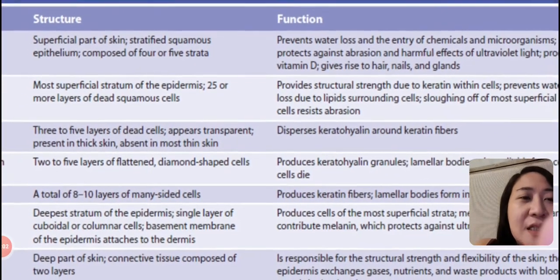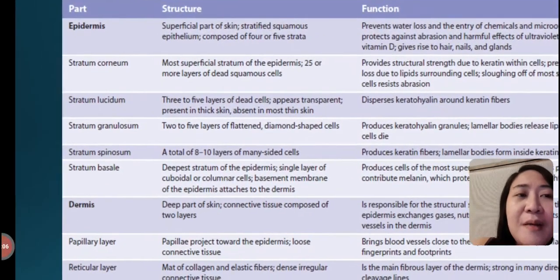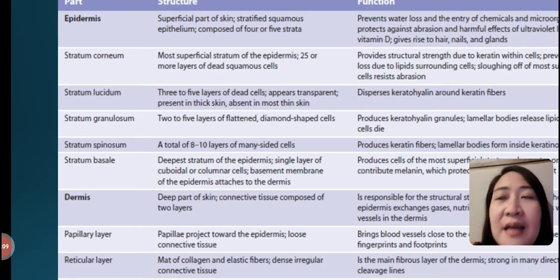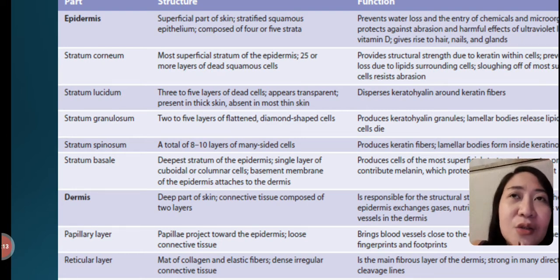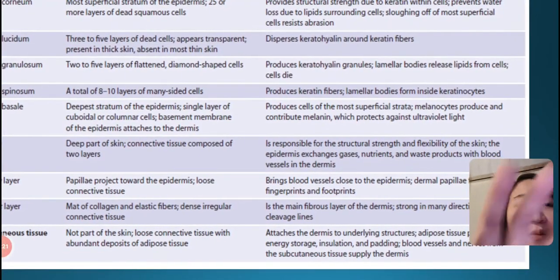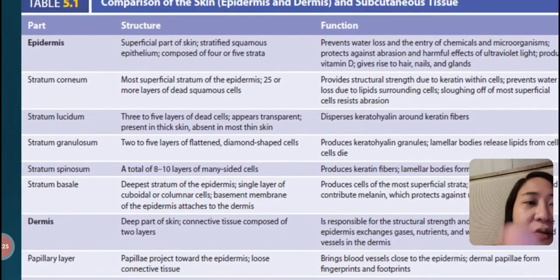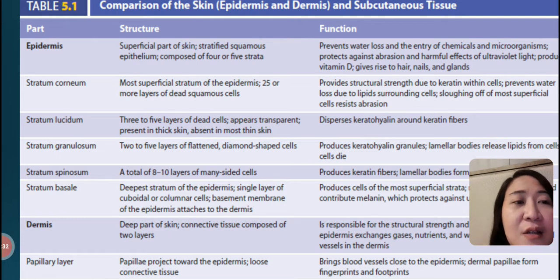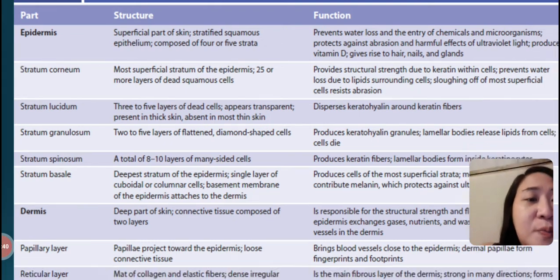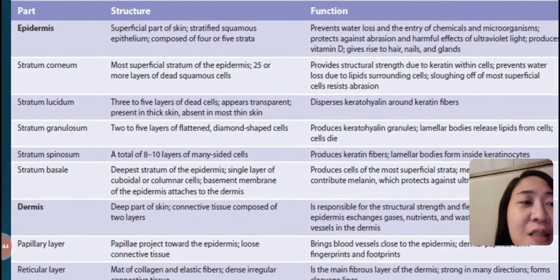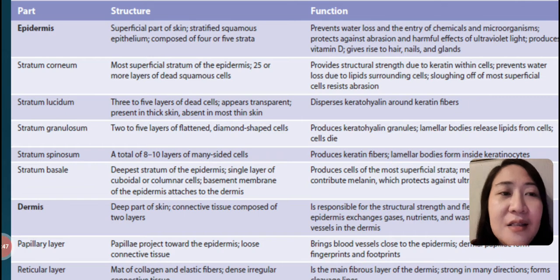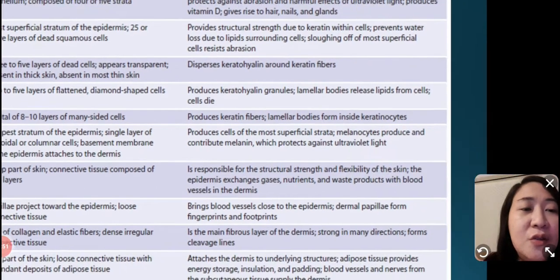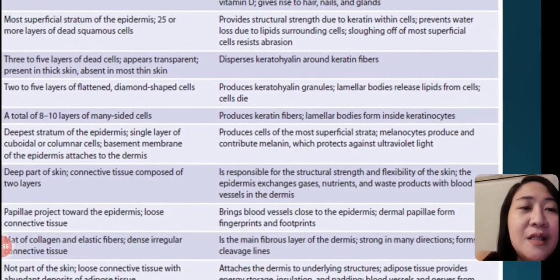So, what we always remember: 1, 2, 3, 4, 5, CLGSB: corneum, lucidum, granulosum, spinosum, and basale. These are also the functions of those layers. It provides structural strength due to keratin within and prevents water loss due to the lipids surrounding. Keratohyalin disperses around keratin fibers. In the lucidum, it produces keratohyalin granules and laminar bodies, released from the lipid cells. And it also produces keratin and laminar bodies from inside keratinocytes.